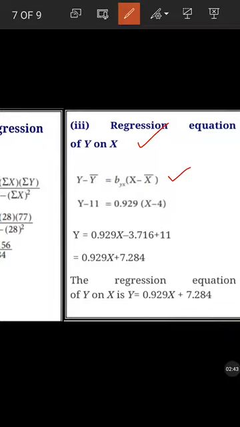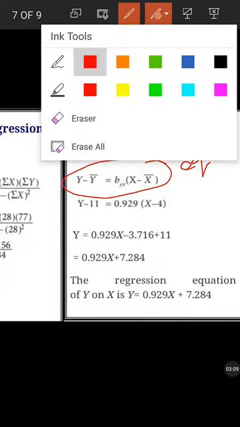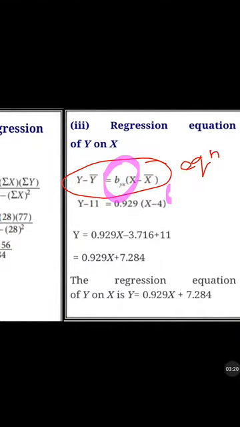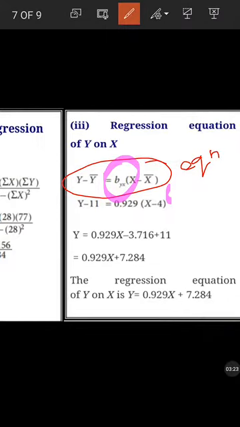So we have to calculate first the regression coefficient. So when we say this in full, what should we call it? We should call it an equation. But when we say only this byx, that is the coefficient. So always remember, when we say this in full, it is the regression equation. But when we say only byx, it is the regression coefficient.